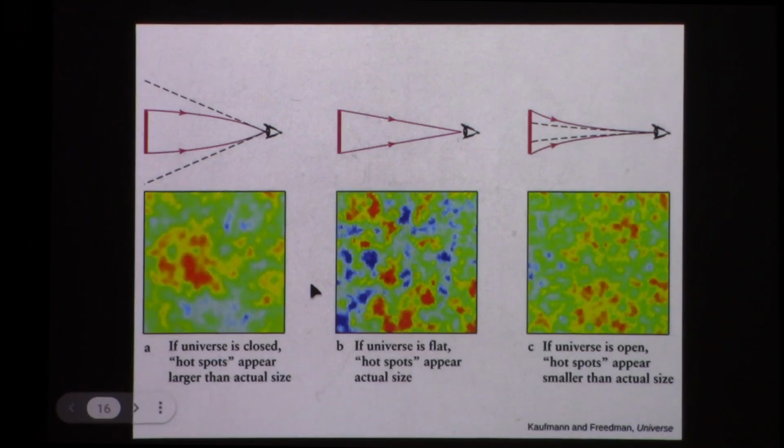This is the physics. Yes? So could you explain again how exactly the hot spots would determine the shape of the universe? So these are these acoustic waves in the early universe. And so knowing the properties of the baryon photon fluid, right?